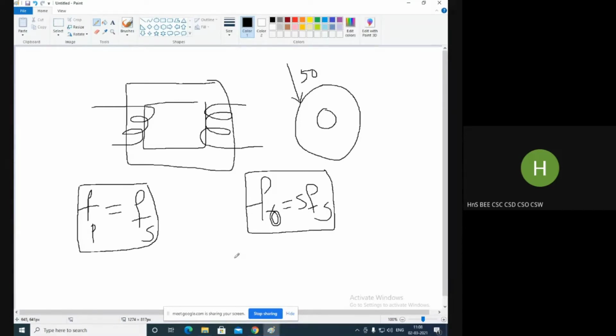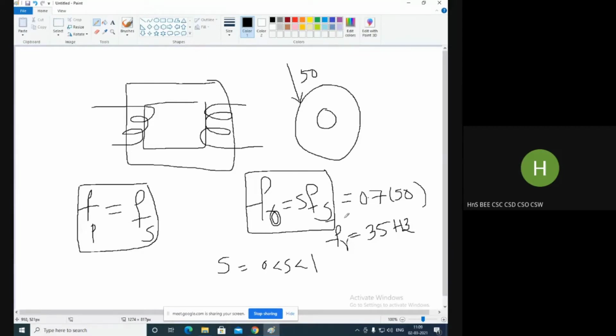For example, the slip value in our induction machine is in between 0 to 1. It may be 0.1, 0.2, up to 0.9. If you observe, I'm substituting 0.7 in the place of S. The supply frequency is 50 Hz approximately. Now, what is the rotor frequency? The rotor frequency is 35 Hz.